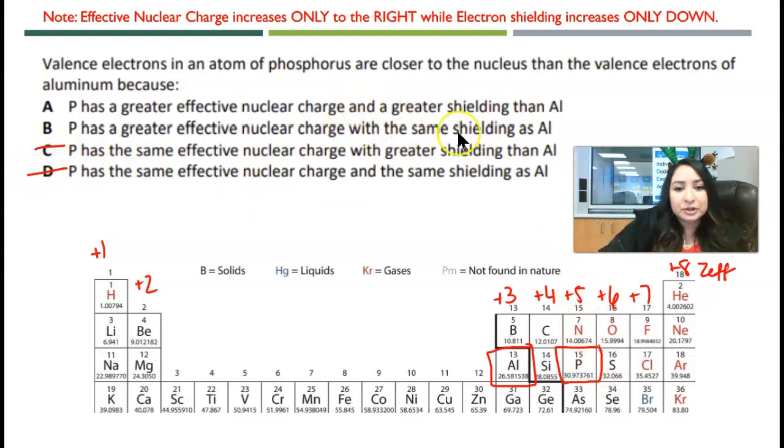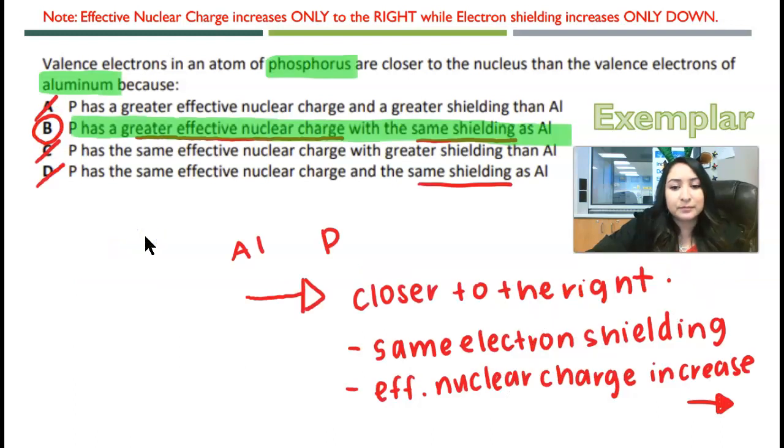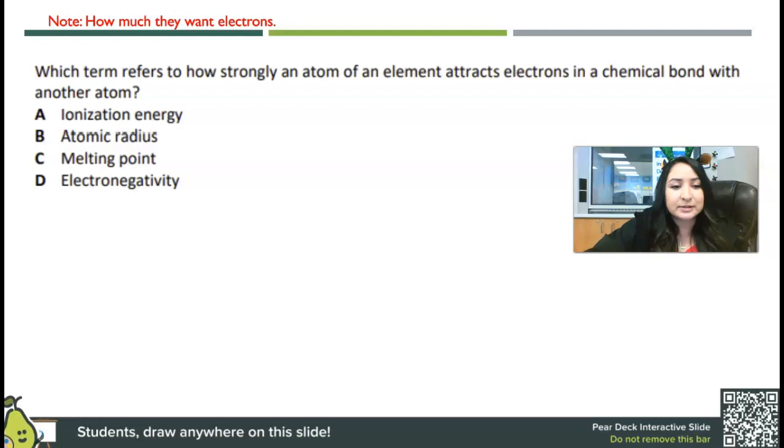Now let's talk about the shielding. Which one has the greater? Do they have greater shielding or the same shielding? Well, shielding is based off of the row. I see that both of them are on row 3 of the periodic table, so they have the same amount of shielding. So your correct answer is B. Same electron shielding and the effective nuclear charge increases.